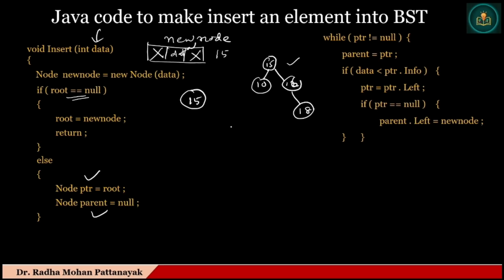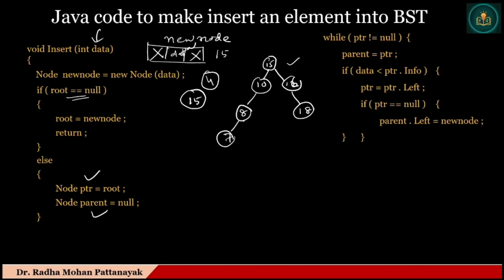Okay, there you can insert that item. For example, let the left side of the node be like this: 8, then 7. Clear? Let's say you want to insert 4. Then what will you do? You need to compare 4 with 15, then you will move to the left. Then after comparing 4 with 10, again you will move to the left.